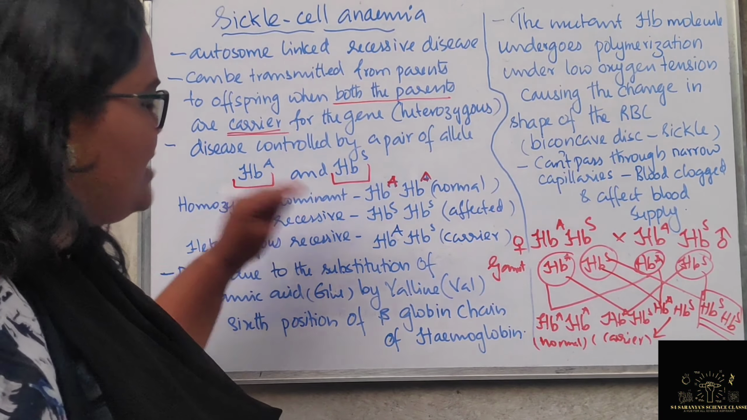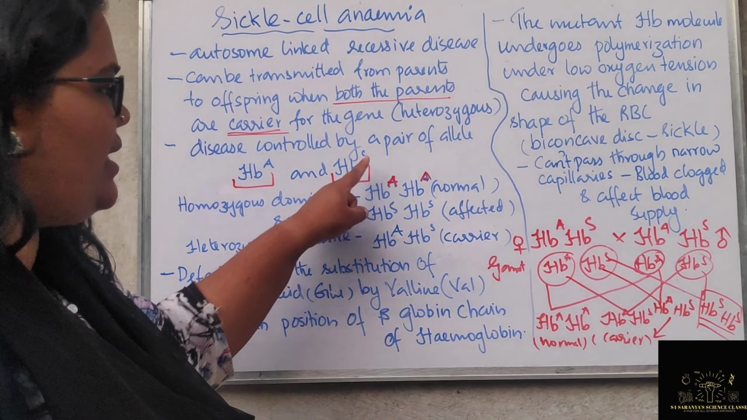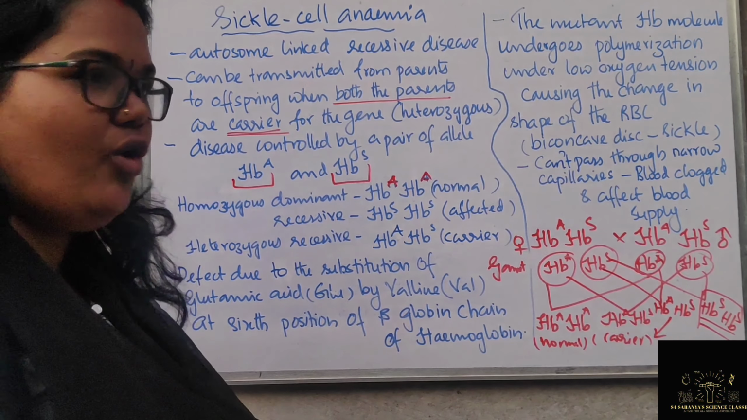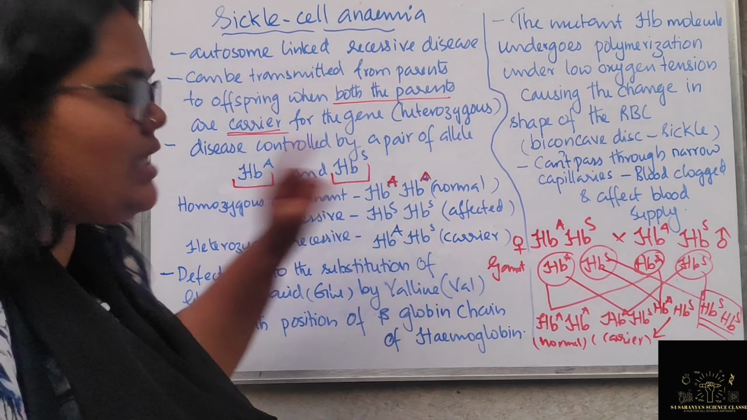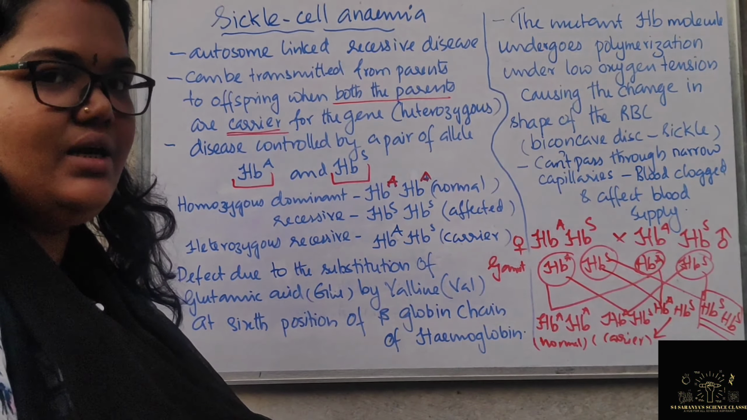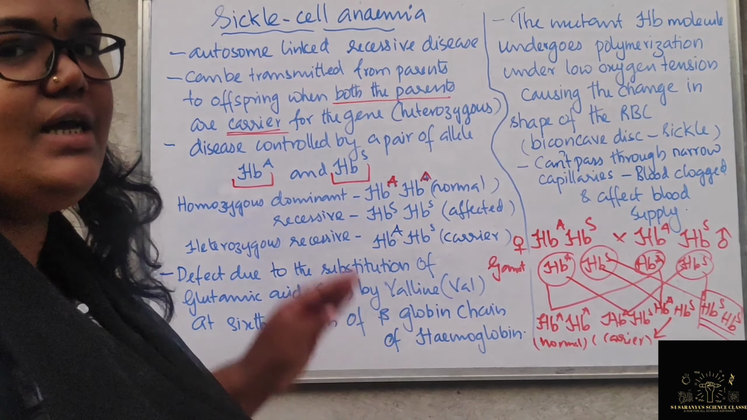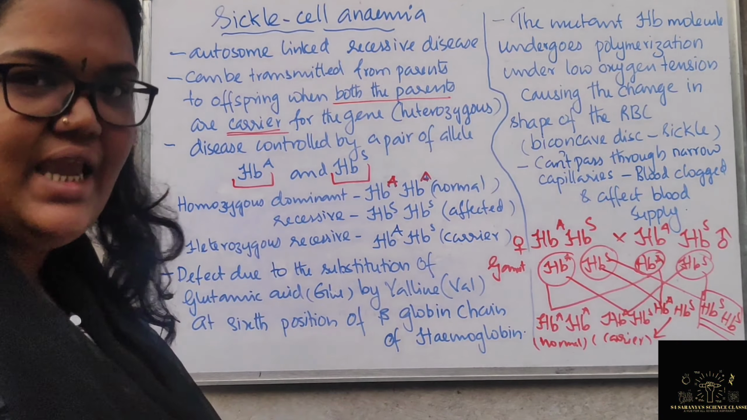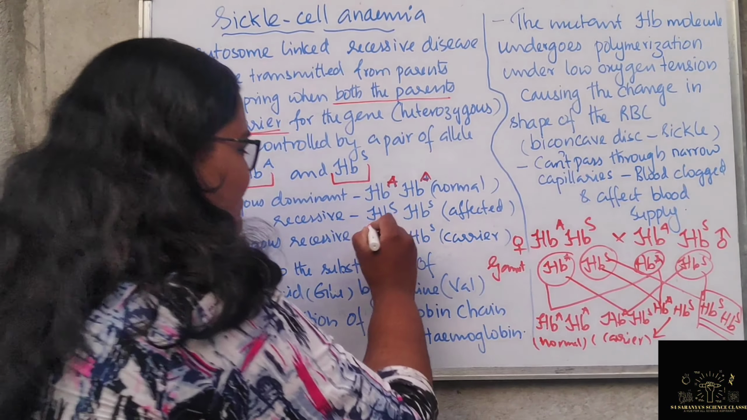If homozygous recessive, then you can see that the recessive allele is this one, sickle cell anemia. So HbS and HbS, obviously both alleles, right? Autosome linked and recessive. So if both are present, then the person will be affected. The person will be a sickle cell anemic patient, whether male or female, right? So this is the affected one.